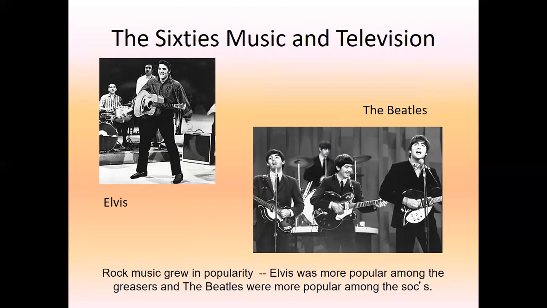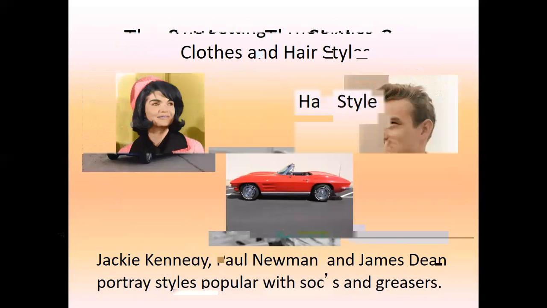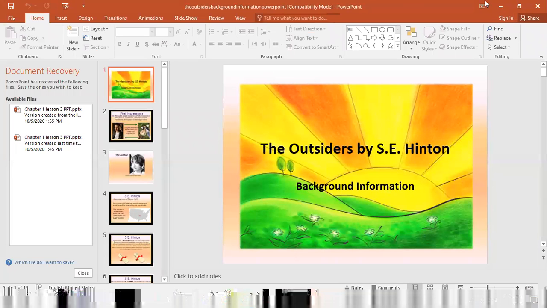So again, you have to live or think like the 1960s. If they talk about music, they're talking about the Beatles and Elvis, because that was what was popular during that time. Also, this is how people dressed, and these are the kind of cars that people drove. They were famous for Corvettes and Mustangs. And this is basically the introduction to the novel.